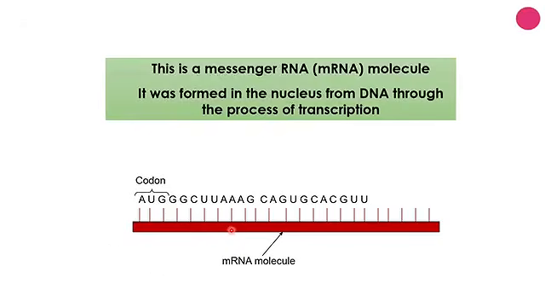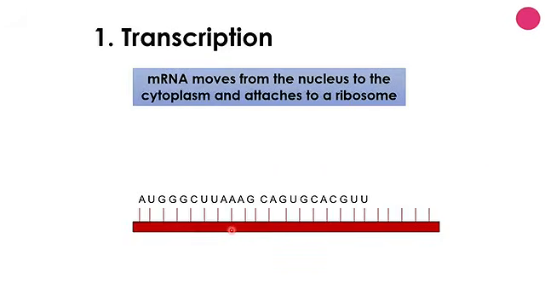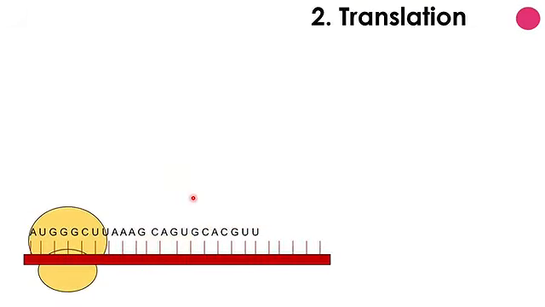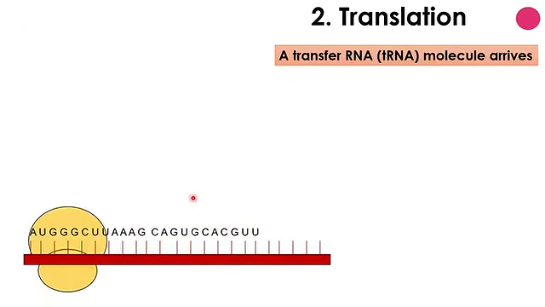As it leaves, it is going to attach itself to a ribosome. So the mRNA will go out of the nucleus, attach to a ribosome, and now we are ready for the second stage, known as translation. So this still says transcription, but this is technically the start of translation. Right, so there we have our ribosome, and coming to the ribosome, there will be a transfer RNA molecule.